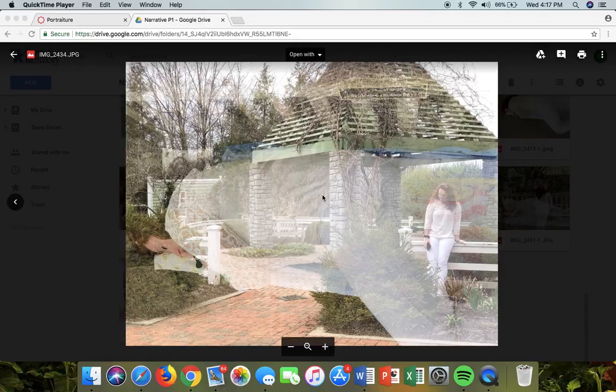The next element is the symmetry of the pillars and the fence, and that adds a lot to the picture. There's also a lot of diagonals and triangles in the top of the pavilion with the roots growing all over. Also, the bricks add to the composition immensely. There's also a lot of patterns and textures throughout the image.